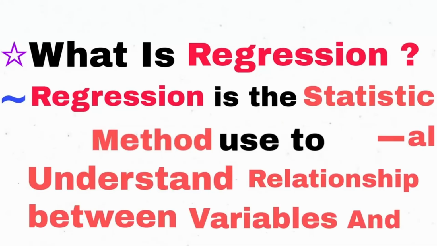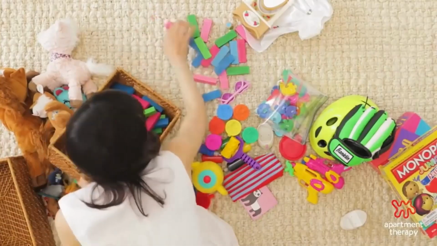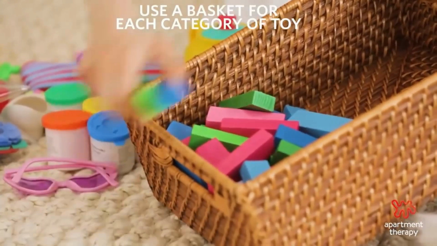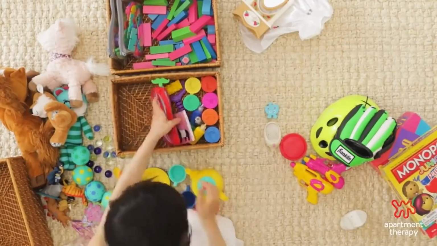What is regression? Regression is a statistical method used to understand relationship between variables and then predict it by showing it, for example, showing it in a graph. So if you don't know what a variable is, think of it like you have a box in your house in which you store your old toys and old stuff. So that box is the variable and the thing which you put in that is the value.